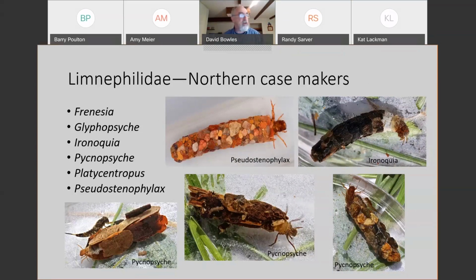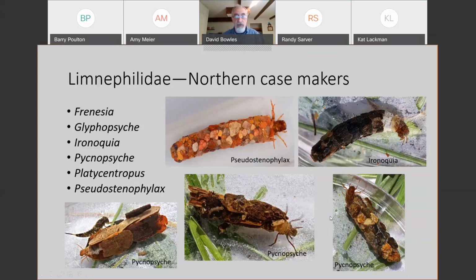If you're sampling streams in the Ozarks, by and large, the 2 genera you will find are Pycnopsyche, which are very common here, and Ironoquia. Sometimes those will be out in streams. More often they're on side channels or whatnot. The others are in unique habitats.